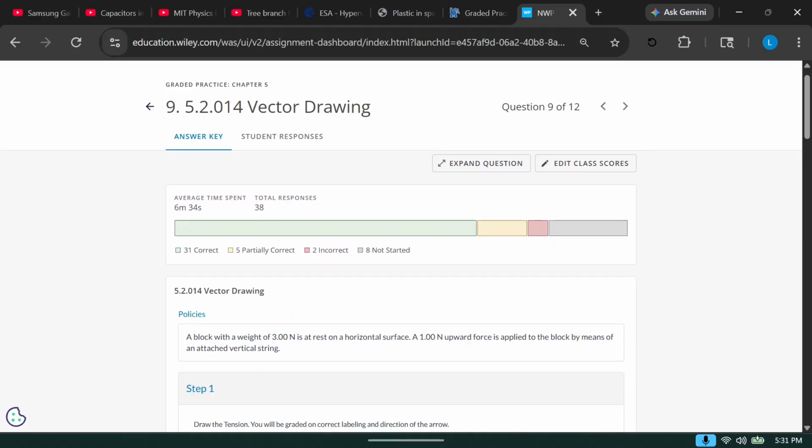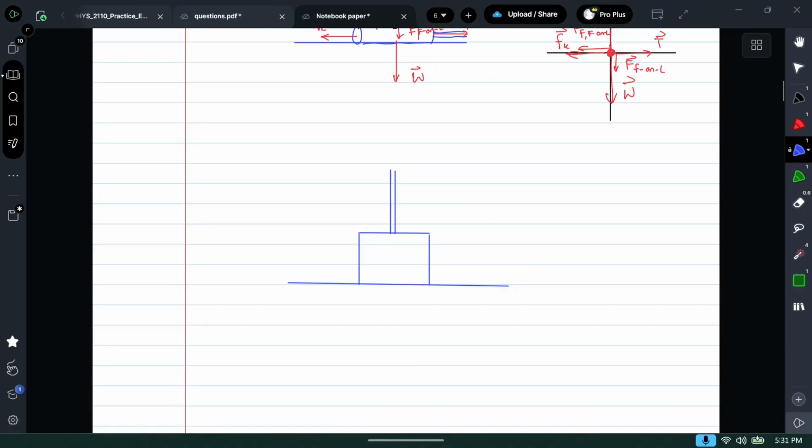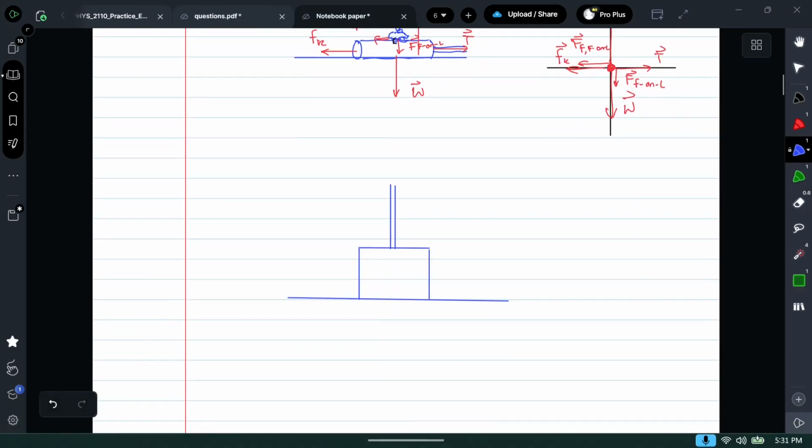All right. A block weighing 3 newtons is at rest on a horizontal surface. A 1 newton force is applied by means of an attached vertical string. So I'll just go ahead and start sketching that. I'm not going to look at what the question's asking for a second because I can already do some stuff here. I can say weight is down. It said tension, the rope is pulling upward.